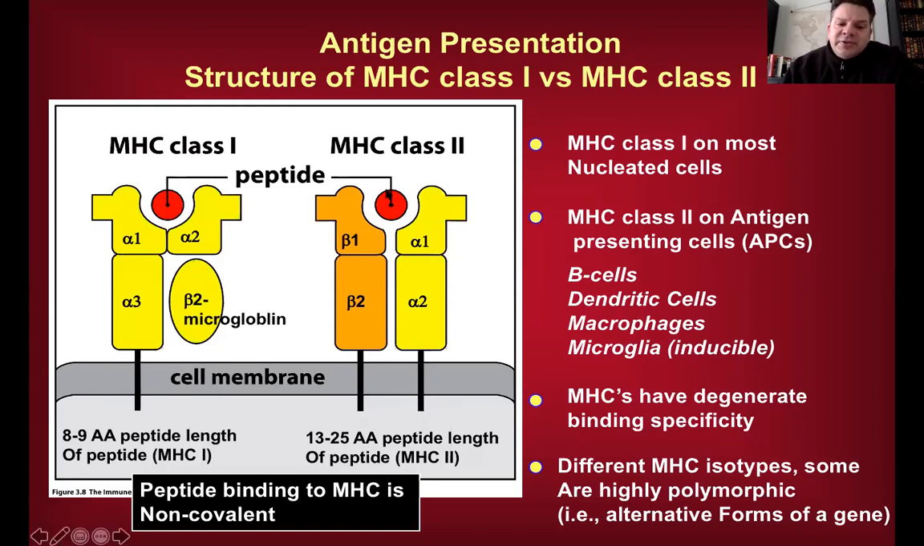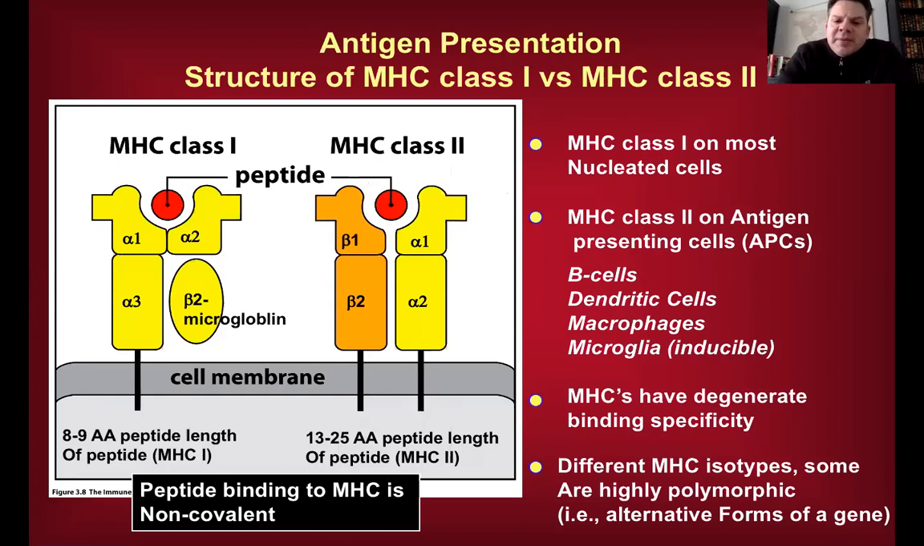For MHC class 2, it's what they call a sloppier presentation, in that it doesn't matter as much. It can be about 13 to 25 amino acids long. So you're talking about a difference of plus or minus 12 amino acids inside that binding cleft. You can actually see that the peptide can kind of flop over the binding cleft. This binding is non-covalent, all right?